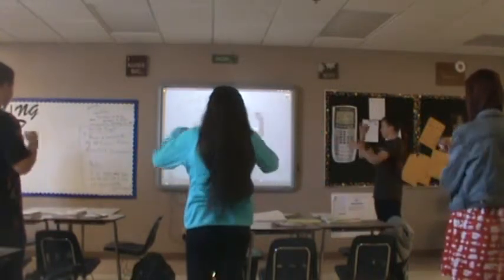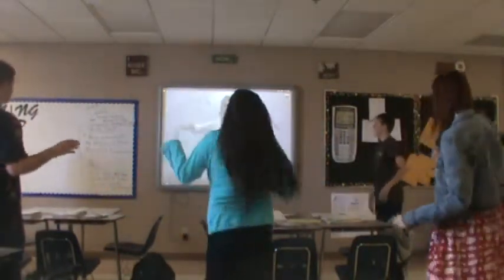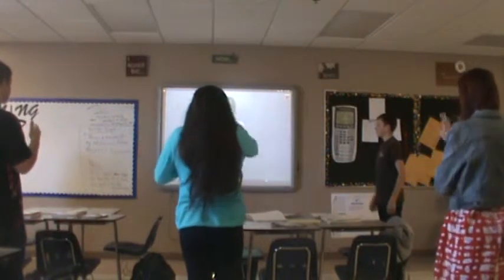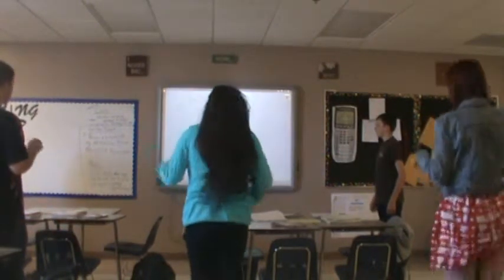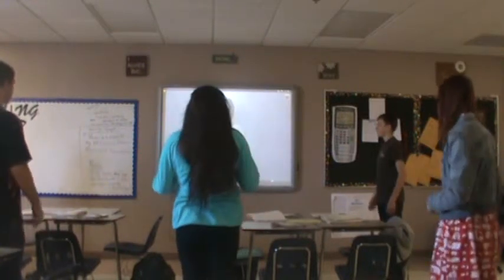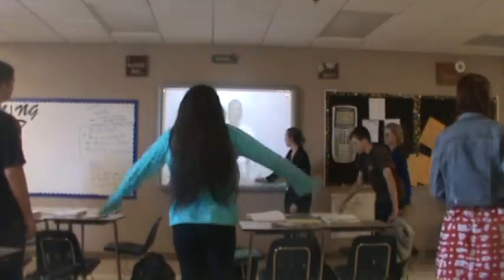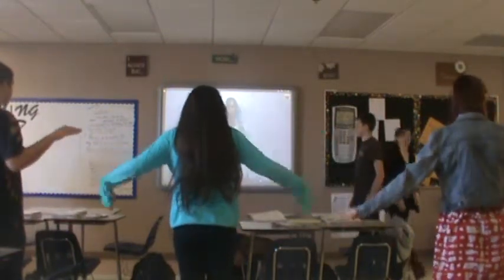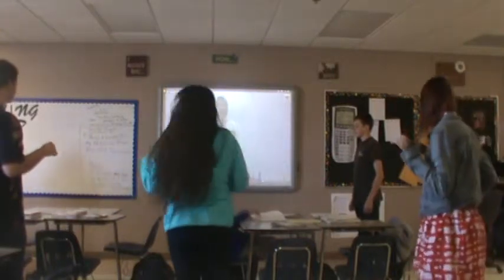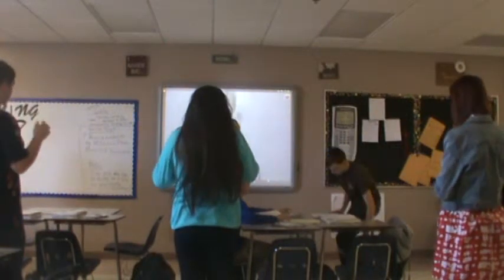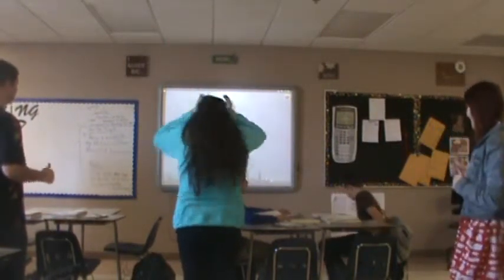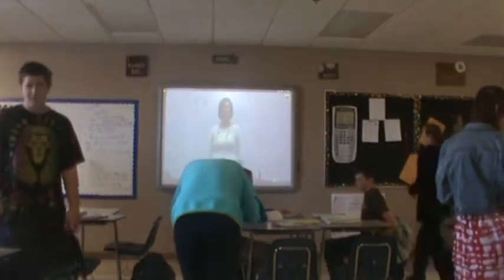X equals negative b plus or minus the square root of b squared minus 4ac all over 2a. Great job, boys and girls. Continue to practice this. Let's do that one more time. The actions and the words together. X equals negative b plus or minus the square root of b squared minus 4ac all over 2a. Great job, boys and girls. Continue to practice this. You'll have the quadratic formula memorized.